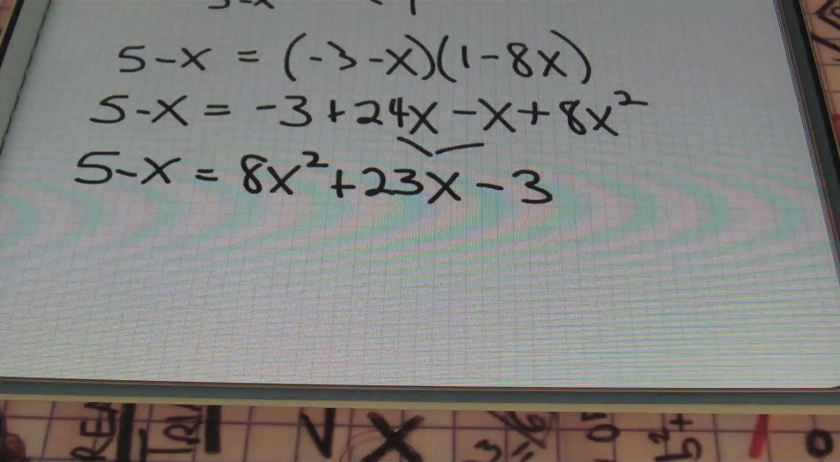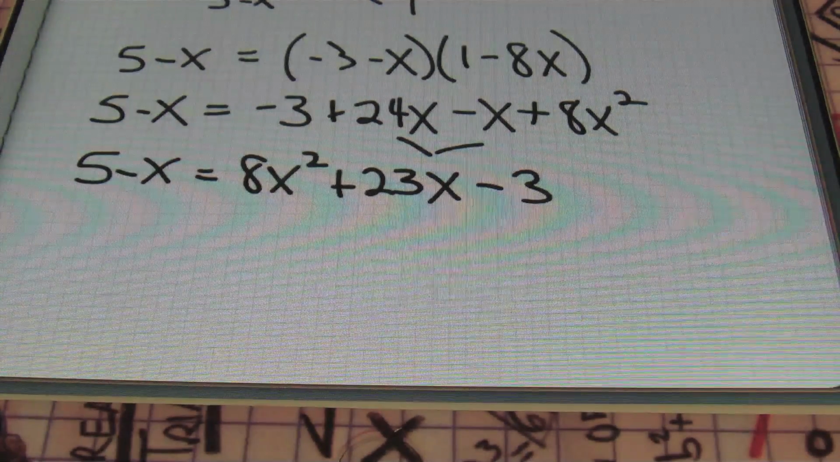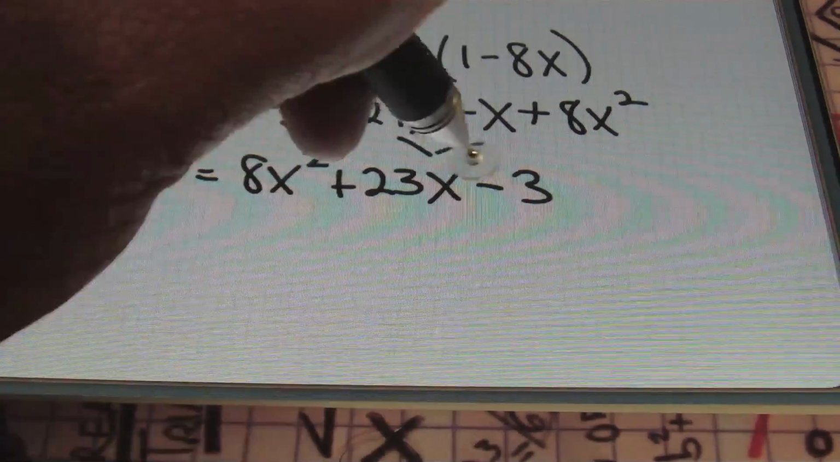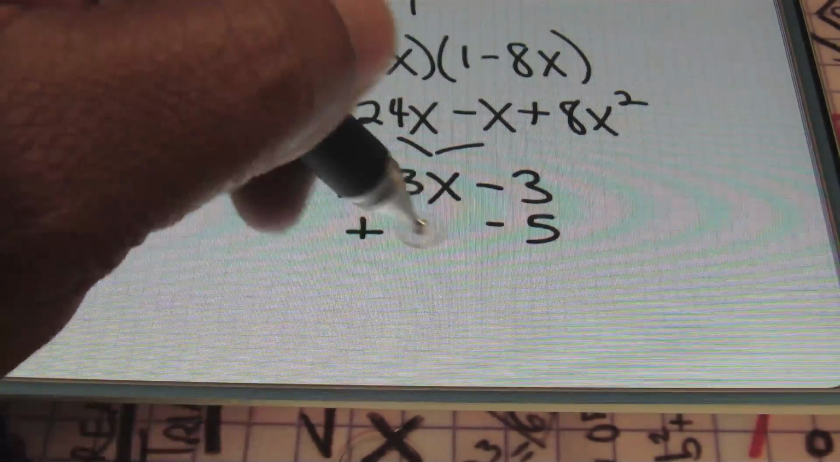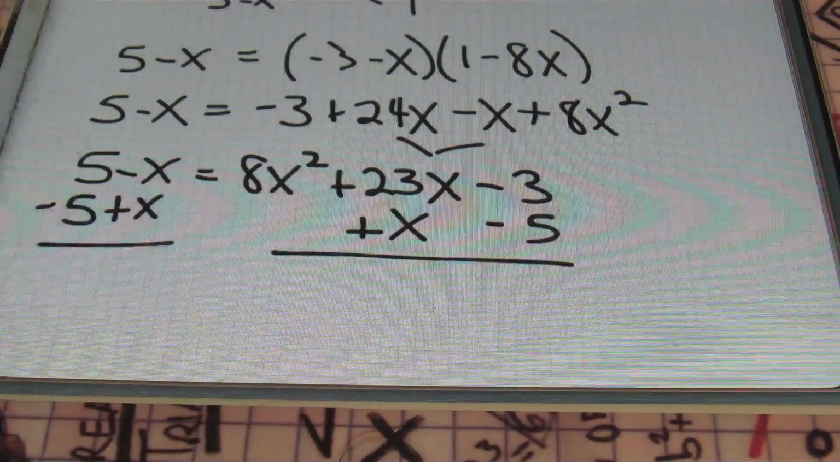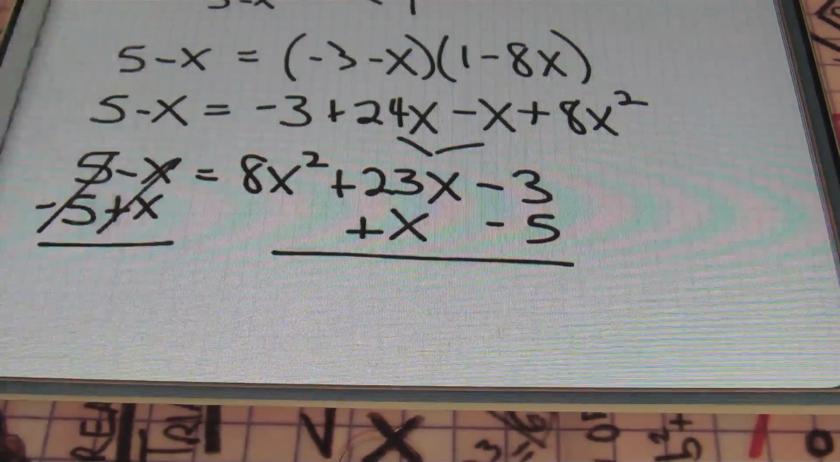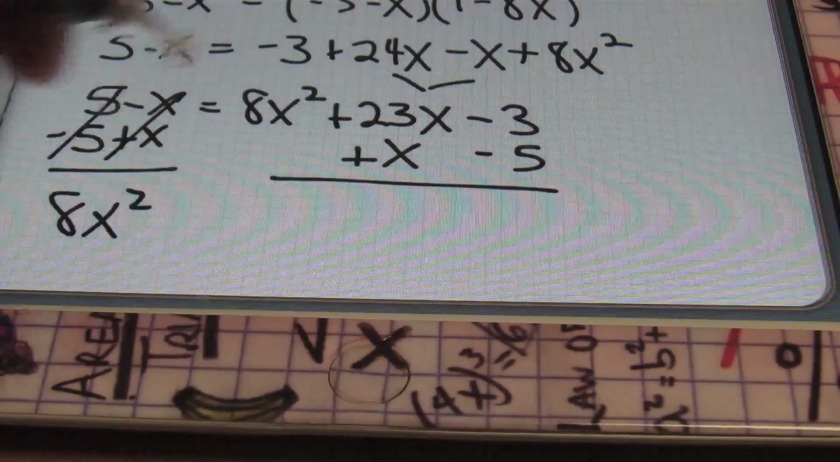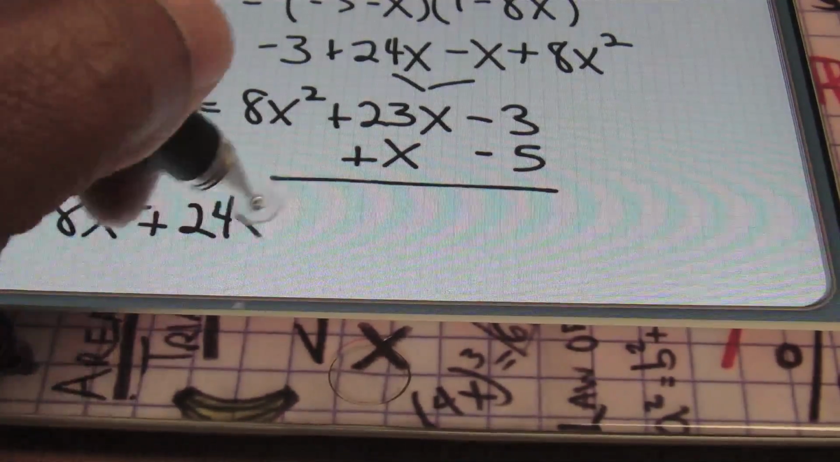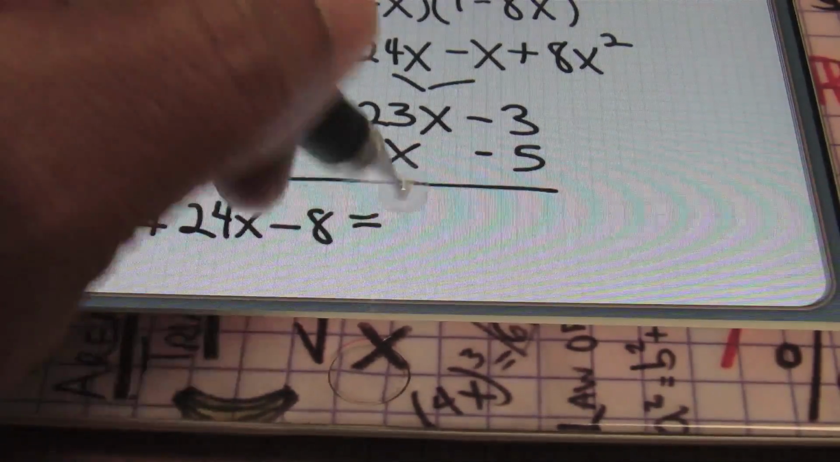From here, ladies and gentlemen, I'll be setting the equation equal to 0. So I'm going to subtract 5 from both sides of the equal sign, and if you'll permit, I'll go ahead and add x to both sides as well, as we're running out of space. So the left side all cancels out. So what I'll do is bring down 8x squared plus 24x minus 8 equals 0.